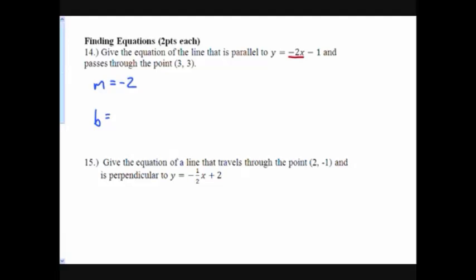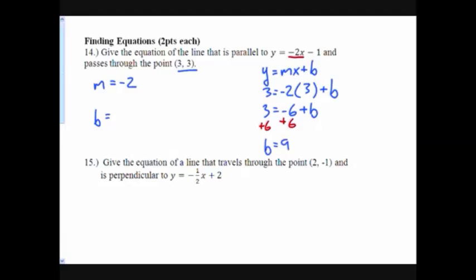Now to find the y-intercept, I start with a fresh y equals mx plus b, and I plug in what I know. I know that the slope is negative 2, and then I have an x and a y value right here, this ordered pair. So I plug in the 3 for x, 3 for y. Now I just solve for b. So 3 equals a negative 6 plus b. To solve this for b, I have to add the 6 to each side. So I find out that b equals a 9.